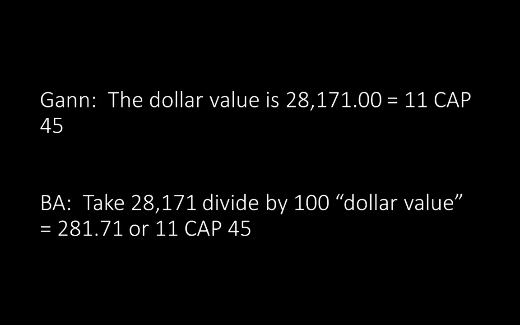Gann: the dollar value is 28,171, which equals 11 Capricorn 45. How did he get that? BA: take 28,171 and divide it by 100, which is the dollar value, which equals 281.71 or 11 Capricorn 45.